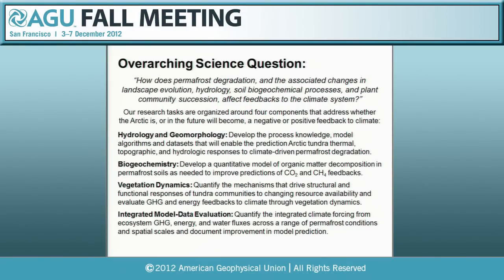Now, we have a number of science areas that we are using to organize our team in terms of our field and laboratory measurements: hydrology and geomorphology, biogeochemistry, vegetation dynamics, and then an integrated model-data evaluation team. And all of this is wrapped around, if you will, modeling taking place at fine, intermediate, and climate scales.